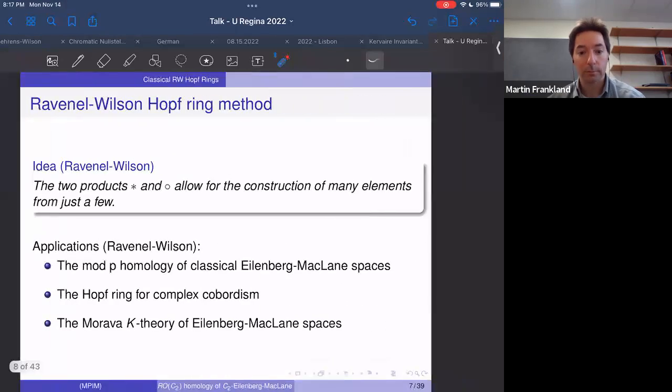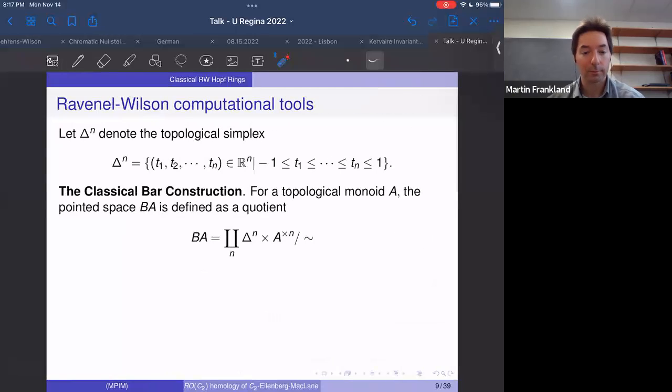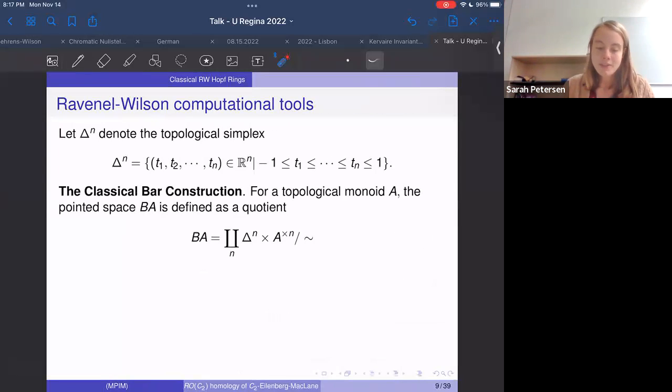Okay. So Ravenel-Wilson used a number of tools to actually compute this. One of them is the bar construction. This bar construction comes from taking a quotient of a product of n simplices with points in a topological monoid A.